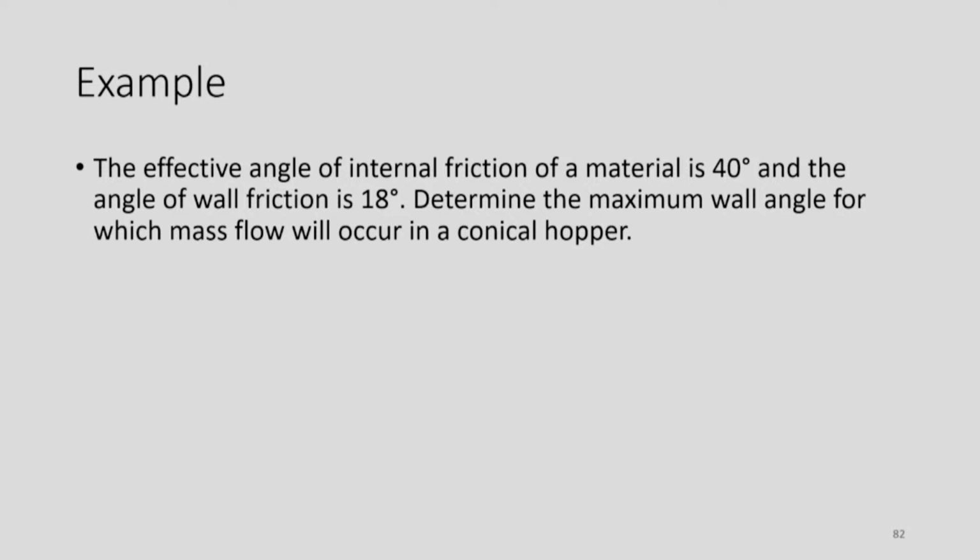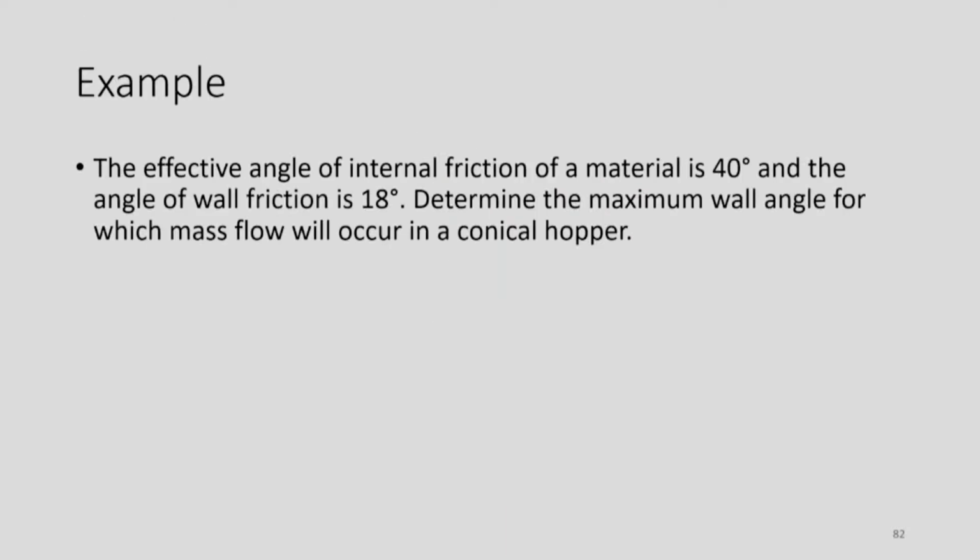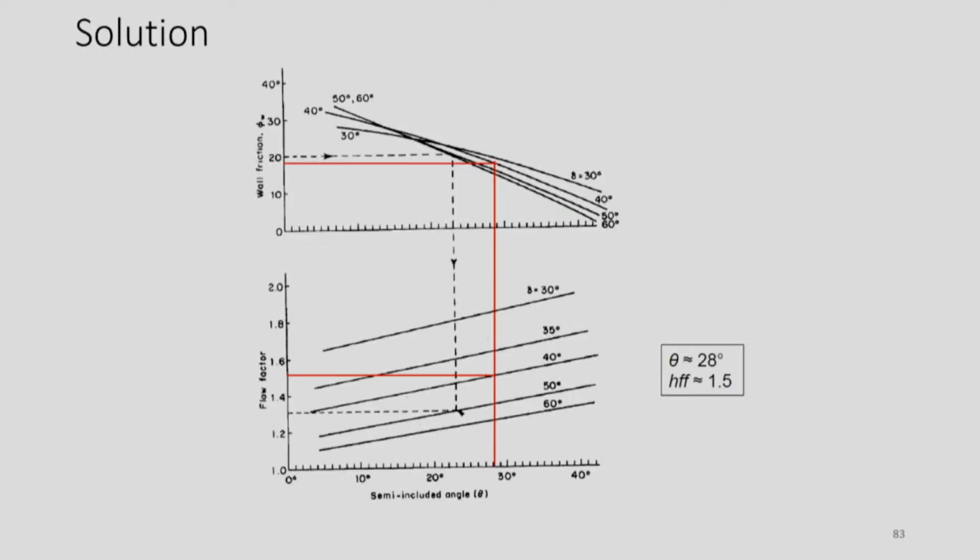Let's look at this example again. If the effective angle of internal friction is 40 degrees and the angle of wall friction is 18 degrees, determine the maximum wall angle at which mass flow can occur. So again, we know 40 degrees and 18 degrees, right? So you pick the 18-degree curve, and then hit the 40 and you get the appropriate angle. So it's a simple and easy way to find the appropriate hopper angle.